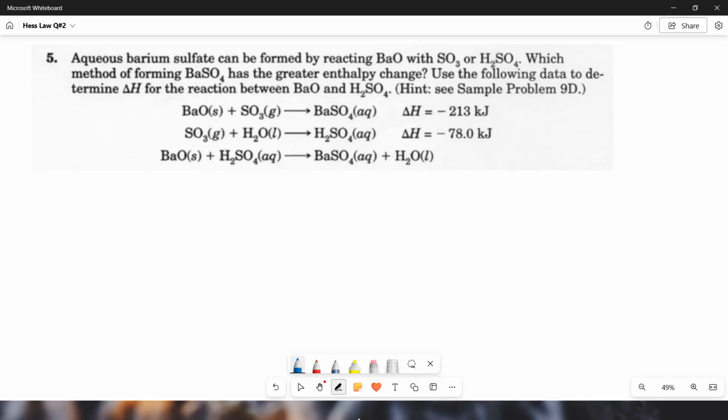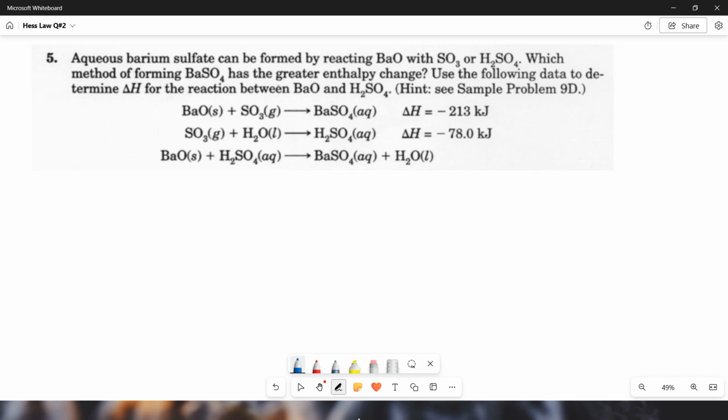In this video we're going to do a sample problem. The problem reads: aqueous barium sulfate can be formed by reacting barium oxide and sulfur trioxide or hydrogen sulfate, or sulfuric acid. Which method of forming barium sulfate has the greater enthalpy change? Use the following data to determine the delta H for the reaction between barium oxide and sulfuric acid.